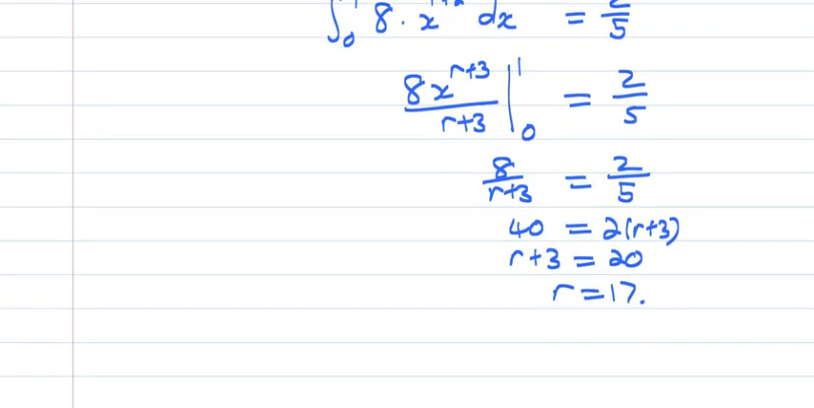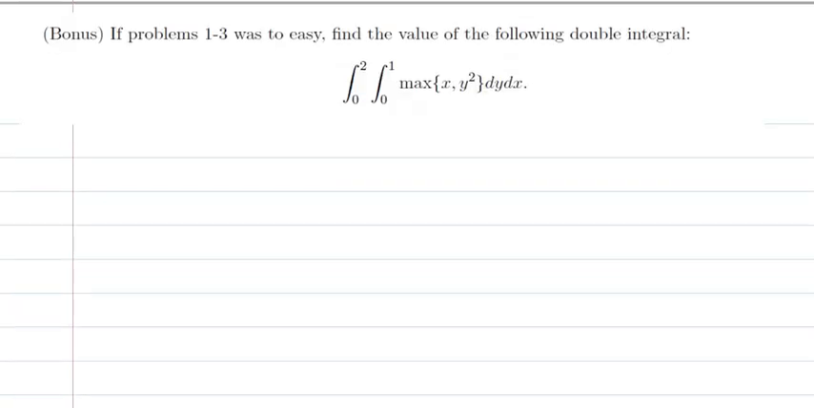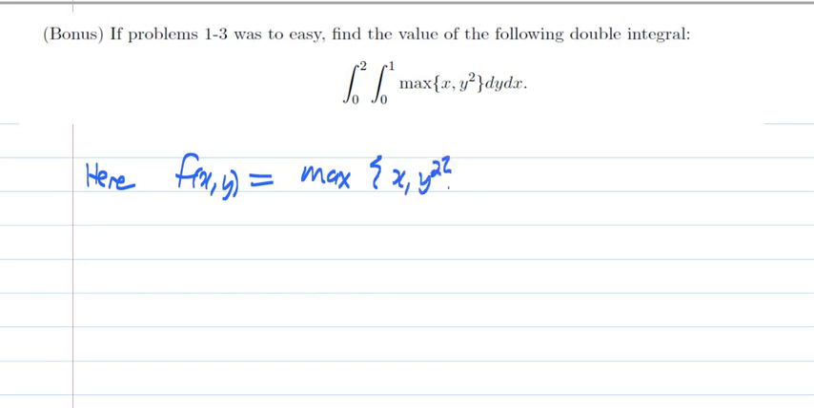Now, there was a little bonus question on this worksheet, so let's have a look at it. The bonus question is a nice question because here we have a function of 2 variables, and the function is the maximum of x and y squared. It's good to play with questions. For example, if you look at f of 5, 2, that will be the maximum of 5 and 4. And between 5 and 4, which is larger?